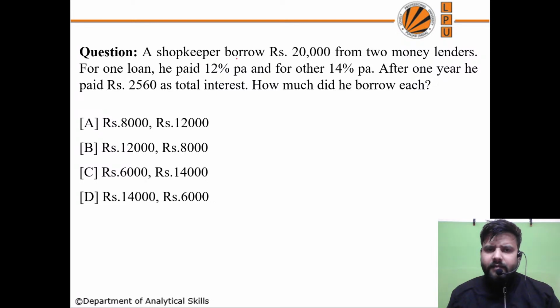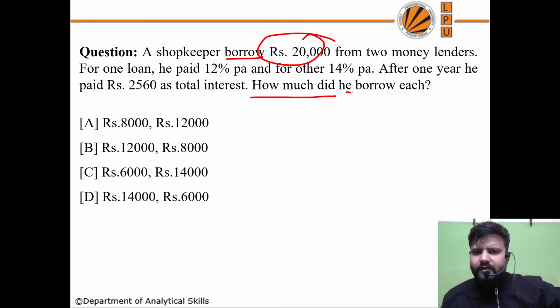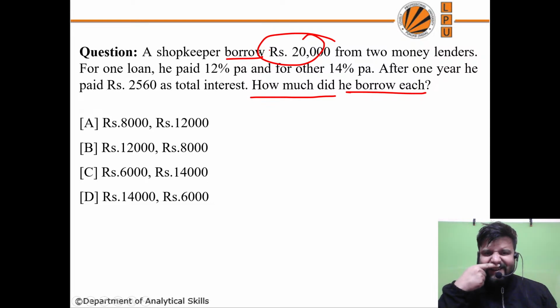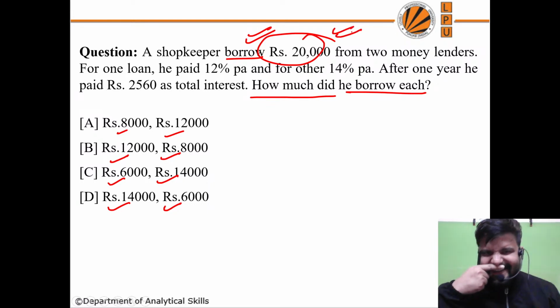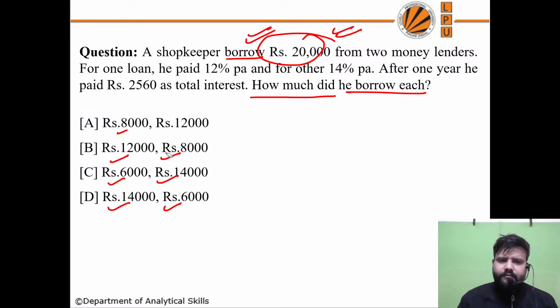What do you know? The shopkeeper borrowed a total of 12,000, and at the end of the question they are asking how much principals were borrowed. So first of all, in the options you will verify whether the two principals sum to 20,000 or not. If you check 8,000 and 12,000, that's 20,000; 12,000 and 8,000 also 20,000; 6 and 14 also 20; 14 and 6 also 20. It means all four options satisfy this condition. Getting it?